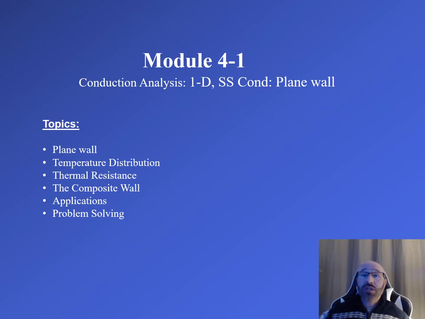So for this first section, Module 4.1, we're going to take a look at conduction analysis for 1D steady-state conduction with a plane wall. We'll look at geometries, equations related to the plane wall, temperature distribution, thermal resistance, take a look at applications for the composite wall and how we relate equations for that, go through some more practical applications, and do some problem solving where I go through my hand solutions.